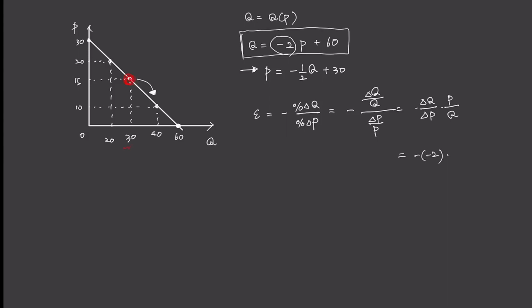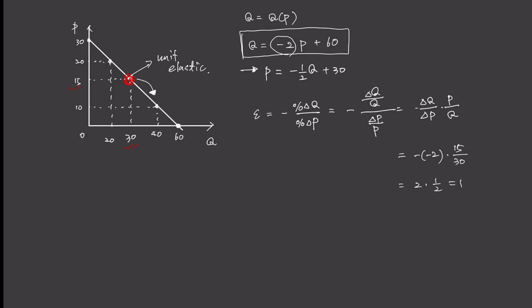Then the Q value, P value is here. Q value is 30, so 30 over 15. So this is positive, right? And 2 times half, which is 1. Oh yeah, this is unit elastic. So it's a unit elastic point.